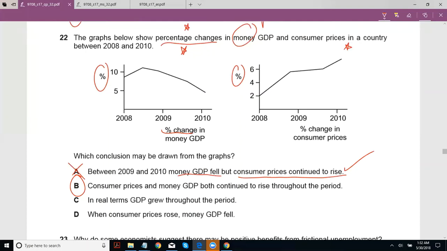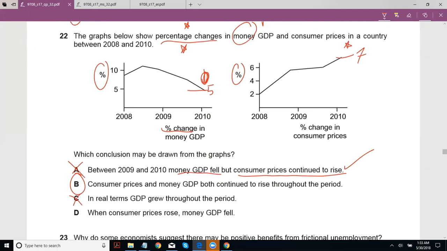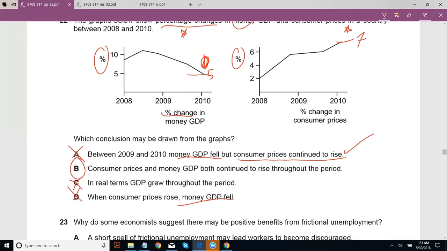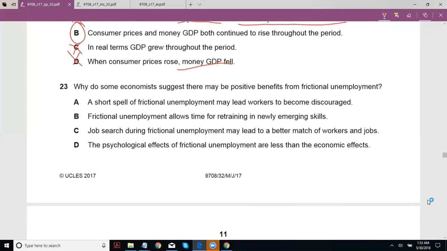In real terms, GDP grew throughout the period. Well, no, because if you look here, the GDP is increasing by somewhat like 5%, let's say, and here your prices are increasing by like, I don't know, 7% maybe. So obviously your prices are changing faster than your money GDP, which clearly means the inflation rate should be higher than the change in money GDP, or nominal GDP. So your real GDP would fall, it wouldn't grow. This is the same misconception about thinking that money GDP fell. It didn't fall, its rate of increase just decreased.